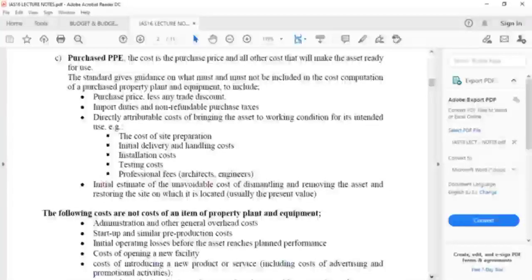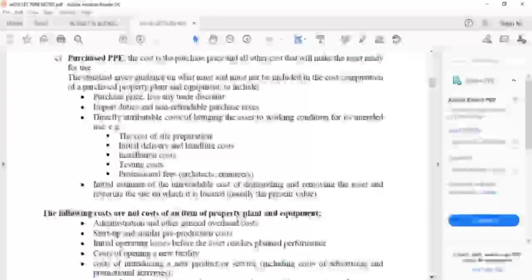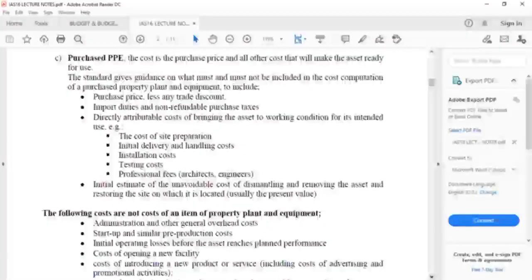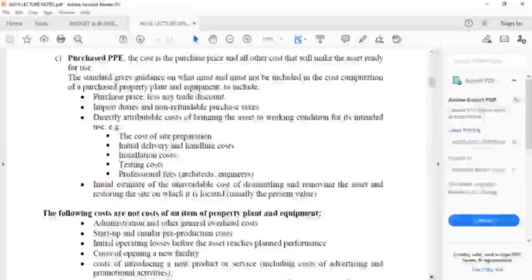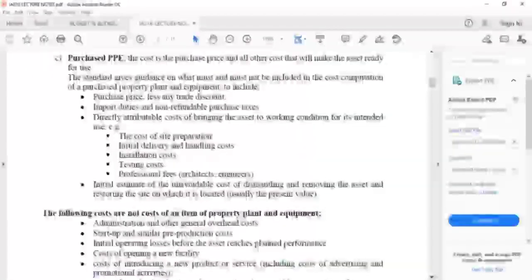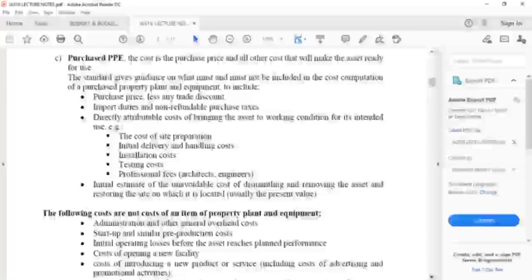Startup and similar pre-production costs. Pre-production is when the asset is already installed and you are using it, but you want to produce some items, just a sample. You want to produce some item, sample, not testing. This is different from testing. You have tested it already, and now you want to produce, but you are thinking of producing 100,000, but you want to produce only half of that, and you incur a loss. No, you can't add that because the asset is already available for use. It's now ready for use. It's not that you are incurring this cost to bring the asset to its intended use. These are costs that you incur after the asset is ready for its intended use. You can't add up pre-production costs or pre-production losses. Initial operating losses before the asset reaches planned performance.